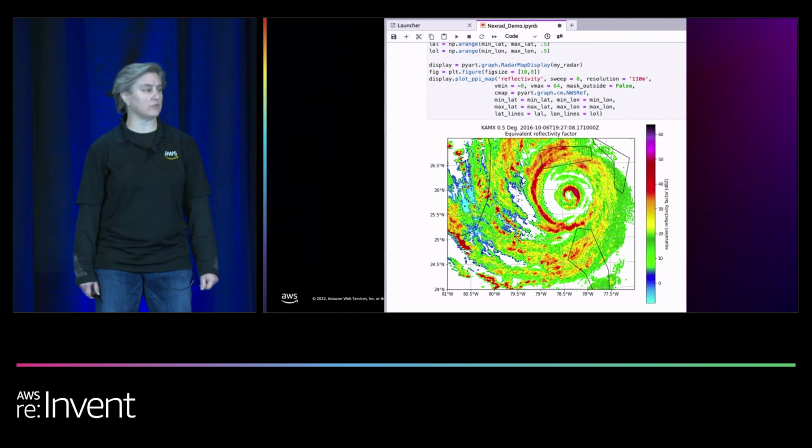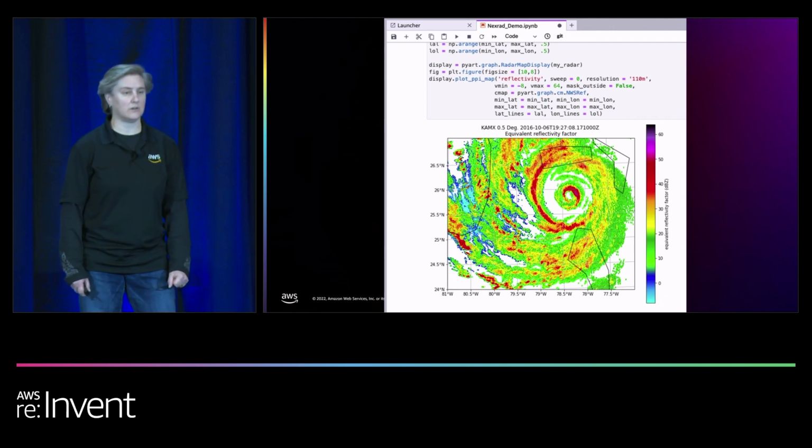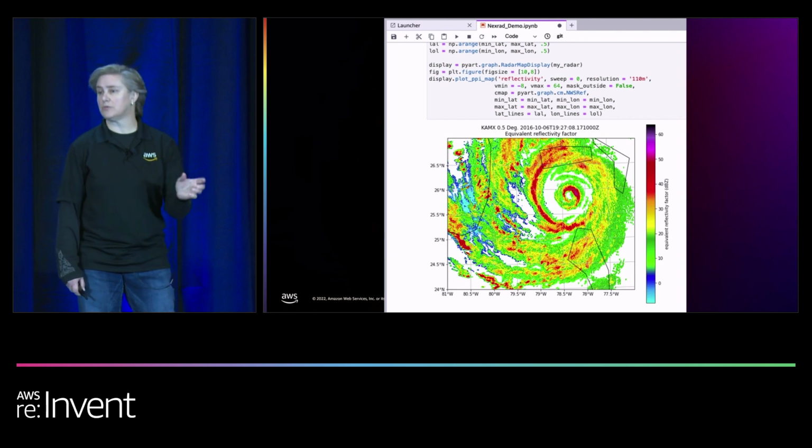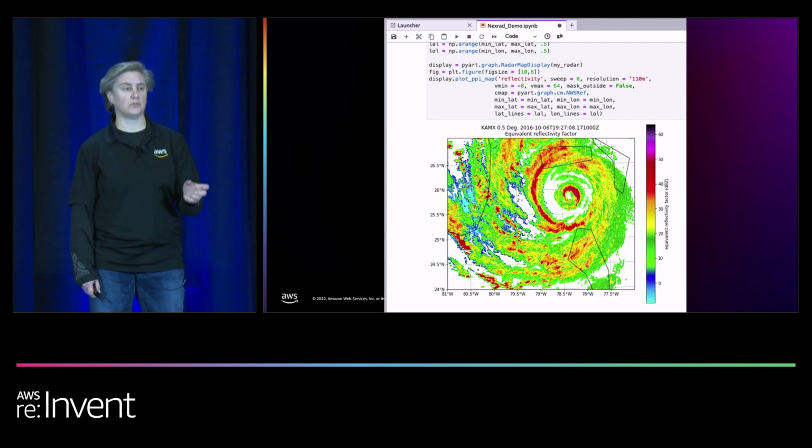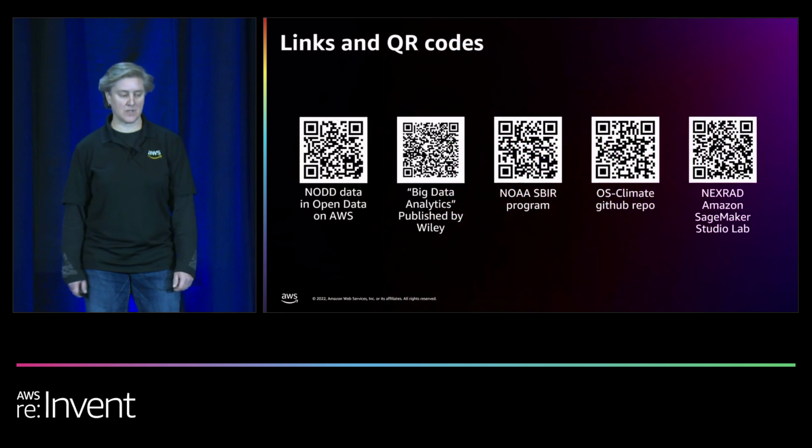It's a great place for you to start. If you're curious to start using some NOAA NextRad data or other data sets, there's a bunch of these SageMaker Studio Lab notebooks in there for you to start. It's all open source, so feel free to borrow the code liberally.